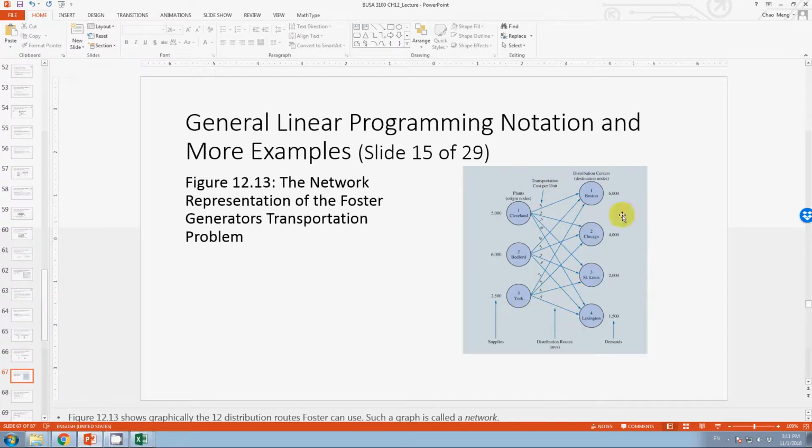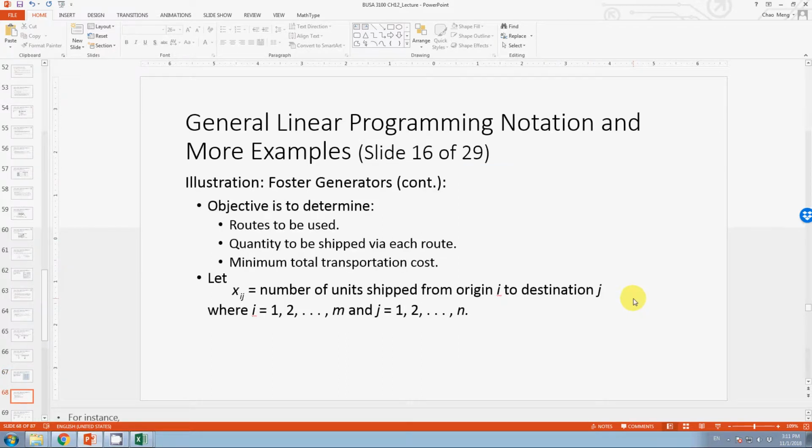If we want to plot this relationship, we want to know how many units I should ship from Cleveland to Boston or Chicago and so on and so forth, and we do this for all the locations. Okay, so now let's model our problem. Our objective is to determine the routes to be used and the quantity to be shipped for each route, and to minimize the transportation cost. Let's use Xij to denote the number of units to be shipped from supply point i to demand point j.